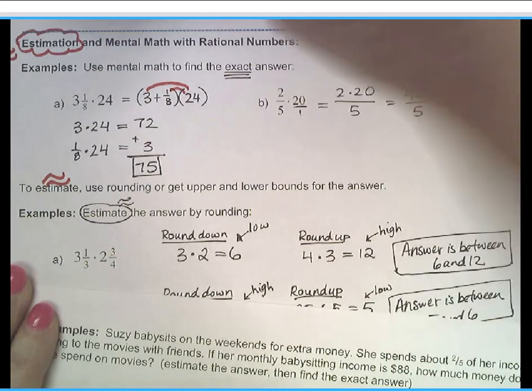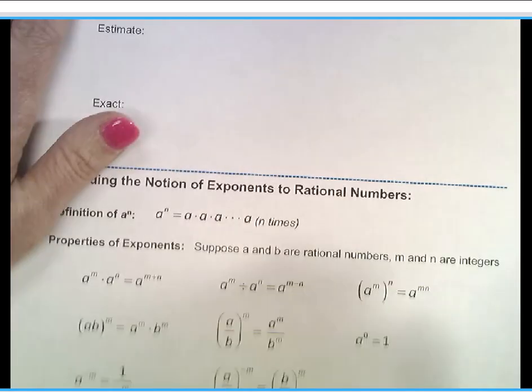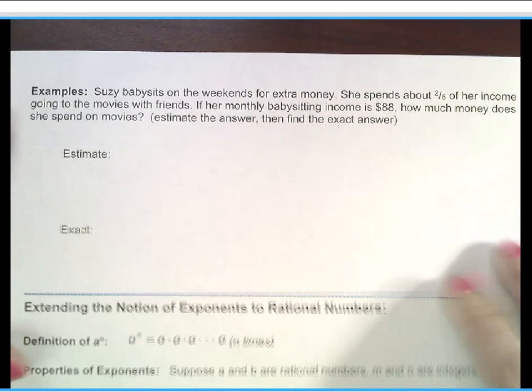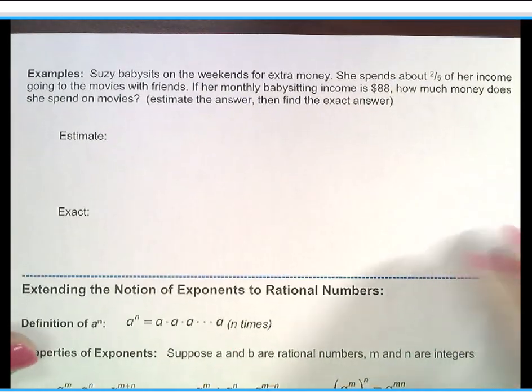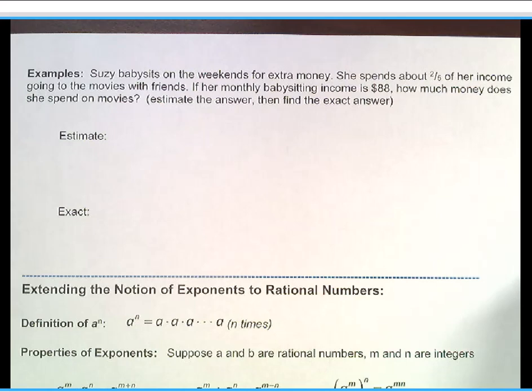So let's try a word problem. This says, Susie babysits on the weekends for extra money. She spends about 2/5 of her income going to the movies with friends. If her monthly babysitting income is $88, how much money does she spend on movies? And it says, estimate the answer, then find the exact. You always, always, always estimate first. So we're going to estimate.